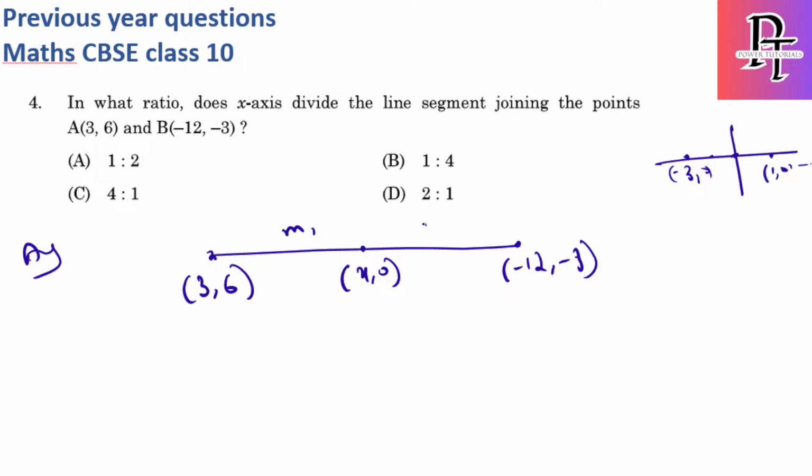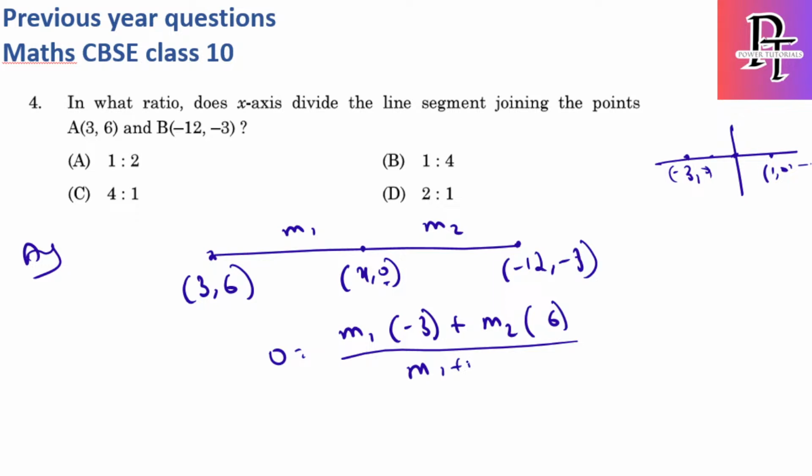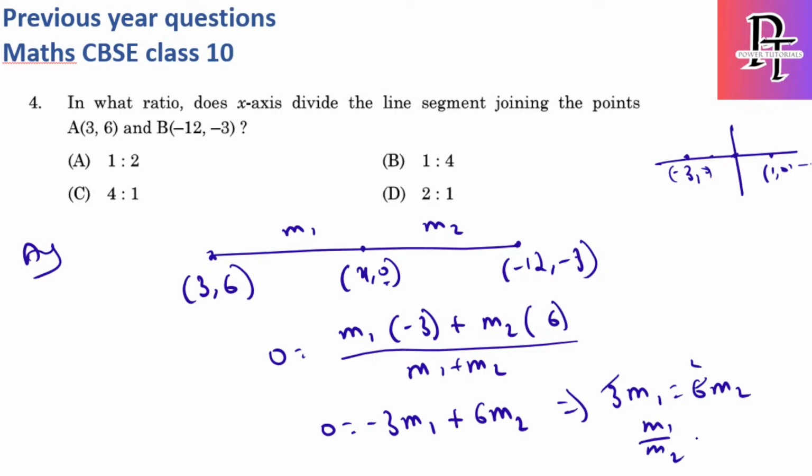Let's suppose the ratios m1 and m2. So the y coordinate, which is 0, is equal to m1 into y2, which is minus 3, plus m2 into y1, which is 6, by m1 plus m2. If I move it to the right, the left side becomes 0. So directly I will write 0 is equal to minus 3m1 plus 6m2. If I move 3m1 to the left side, it becomes 3m1 is equal to 6m2, or 3 ones are 3, 3 twos are 6. So m1 by m2 is equal to 2 by 1.